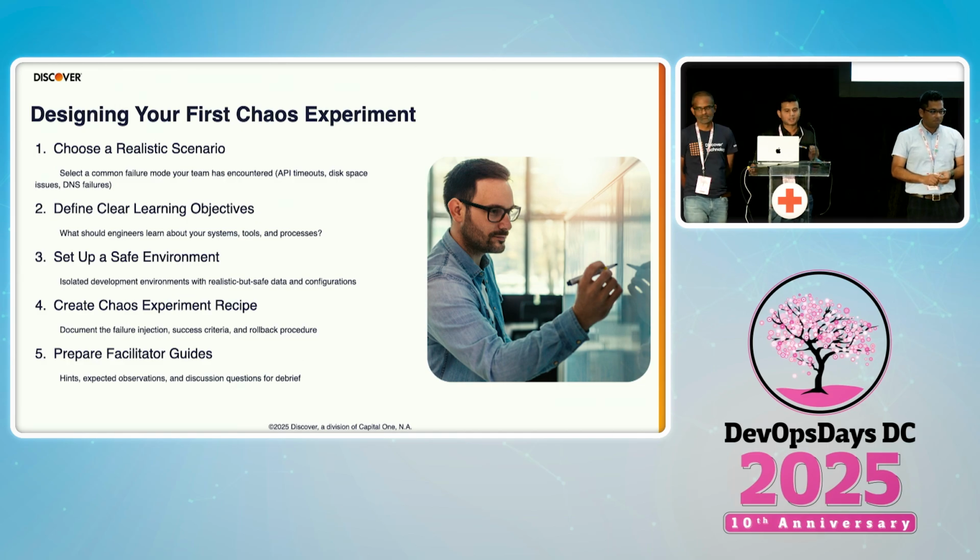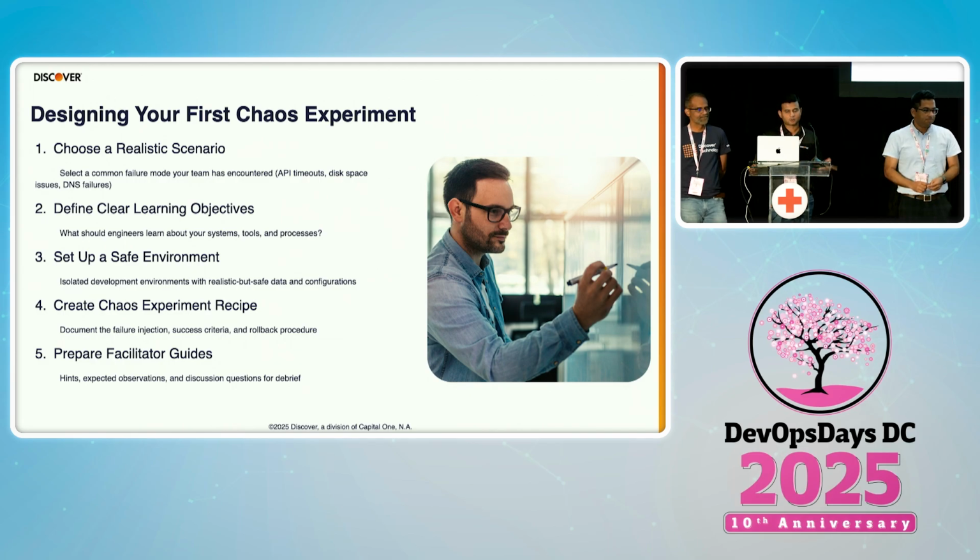Then you should have clear learning objectives. When I say clear learning objectives, what should the new engineers take away? How do you do analysis using the logs? What are the rollback procedures? What are the debugging practices that you have? What are the tools? What is the architecture? Those are the clear learning objectives that you have to define.